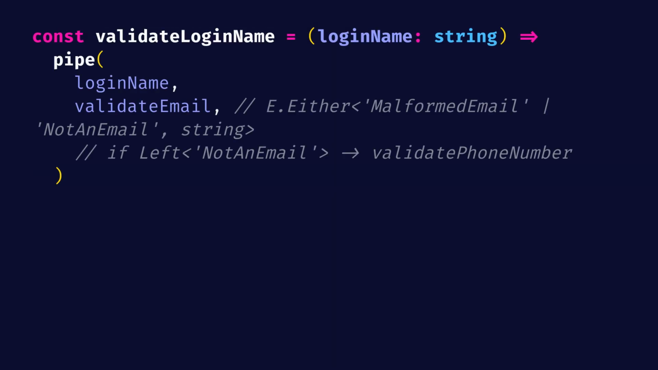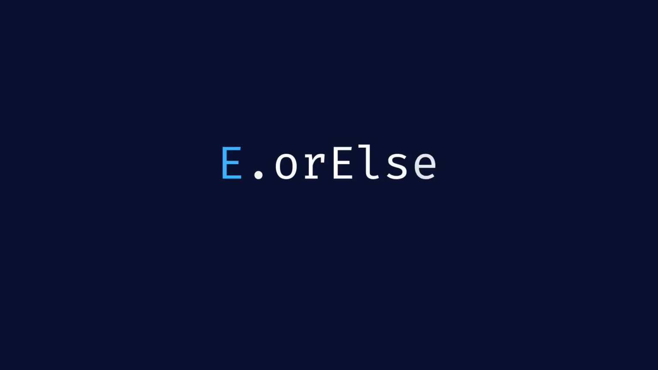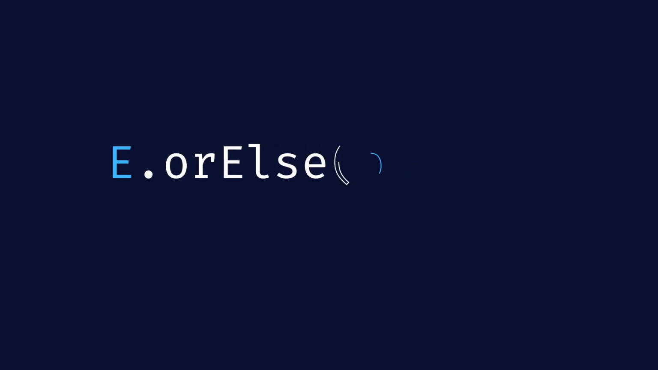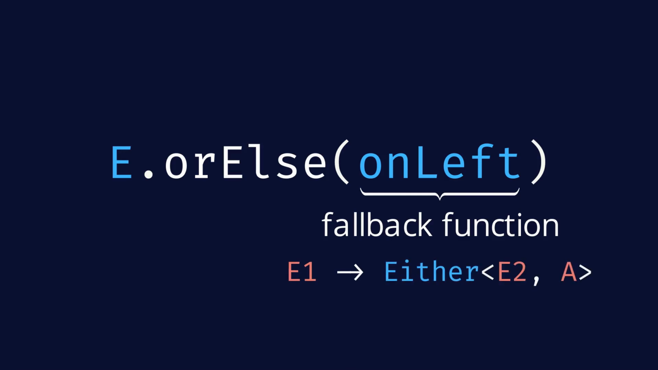Returning back to validateLoginName, how can we actually try to recover from the error? That is, how can we perform a fallback validation, like validatePhoneNumber, only when we have a left with the not an email error? This is where either orElse comes in. Either orElse takes a fallback function that is executed only when the received either is a left. This function takes the error and returns another either. Therefore, the fallback operation can still fail.